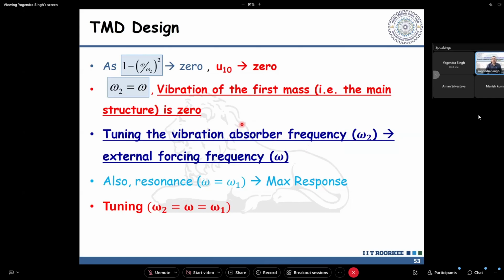So vibration of the primary mass and the secondary mass both are occurring at the frequency omega, that is, the frequency of the forcing function. And then tuning of the vibration absorber, which is having frequency omega 2, gets matched with the external frequency. So omega 2 is also equal to omega. And at resonance, we would get the maximum response in absence of the secondary system. Now it will become almost zero because of this tuning effect.